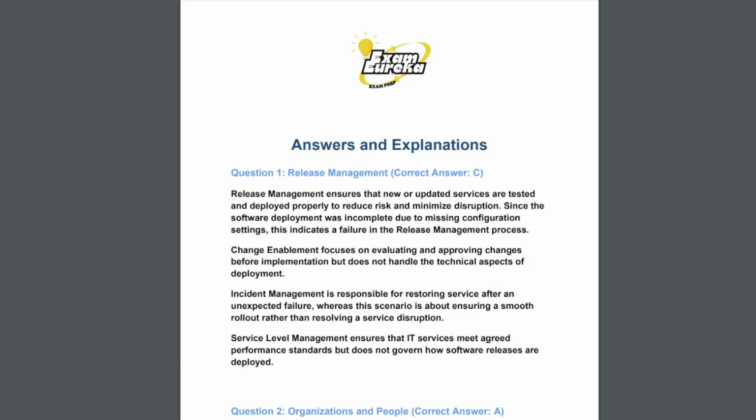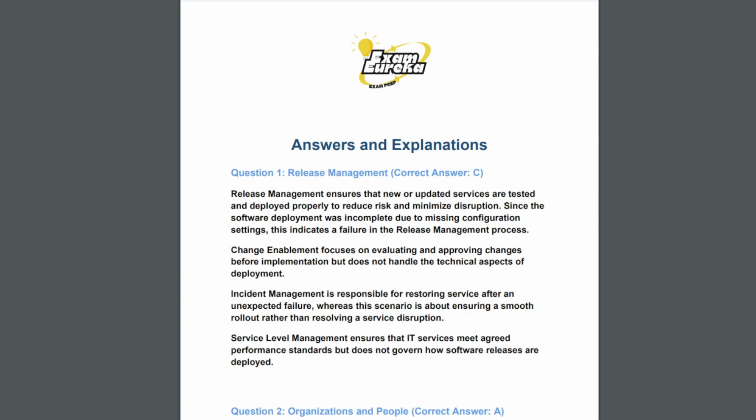The incorrect answers here were change enablement. This focuses on evaluating and approving changes before implementation, and does not handle the technical aspects of deployment. Incident management. They are responsible for restoring service after an unexpected failure, whereas this scenario was about ensuring a smooth rollout rather than resolving a service disruption. Finally, service level management ensures that IT services meet agreed performance standards, and does not govern how software releases are deployed.